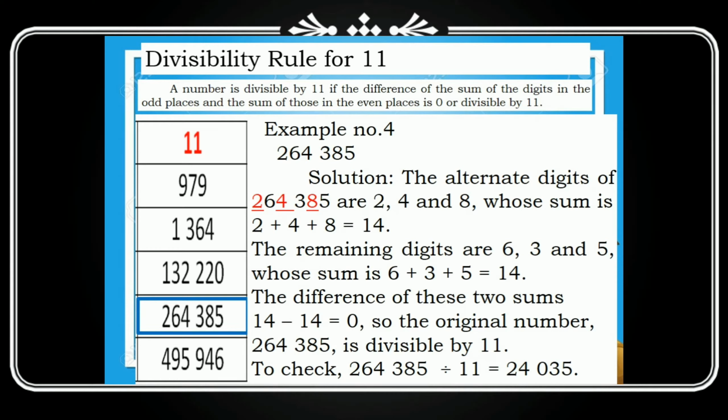So the original number 264,385 is divisible by 11. 264,385 divided by 11 is equal to 24,035.